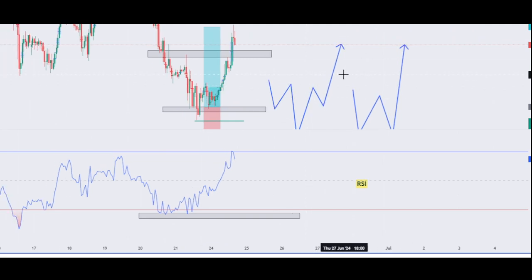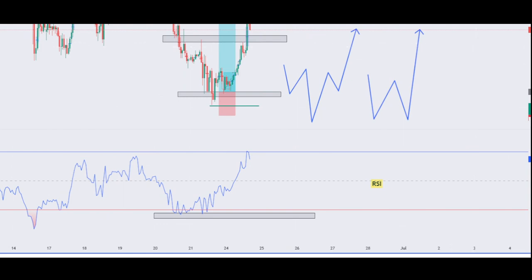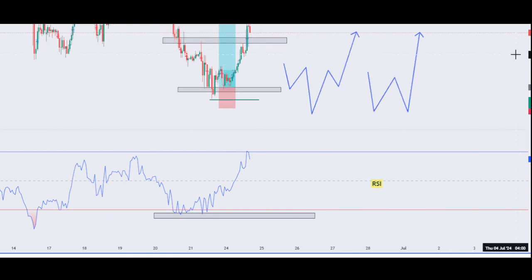You can see that before this RSI divergence took place, price was giving us lower low, lower high, lower low, lower high, lower low, lower high, lower low, lower high, lower low. Then what happened? RSI divergence failed to give us lower lows, lower highs. Instead, RSI divergence is giving us a bullish structure. Higher high, higher low, higher high, higher low, higher high, higher low.